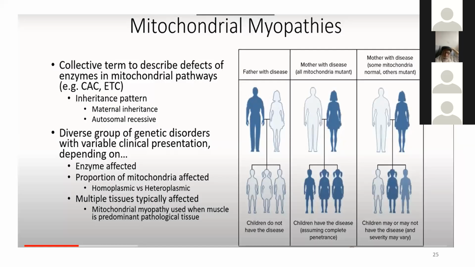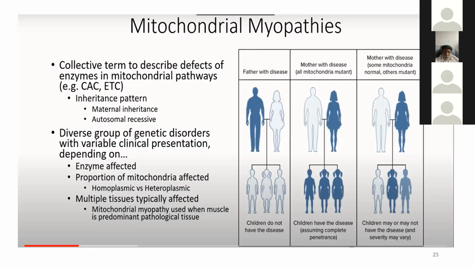Collective term to describe defects in enzymes in mitochondrial pathways. The inheritance pattern is either maternal inheritance or autosomal recessive. It is a diverse group of genetic disorders with variable clinical presentation depending on the enzymatic defect. It means not necessarily the patient has a full-blown picture. He may be heterogeneous.